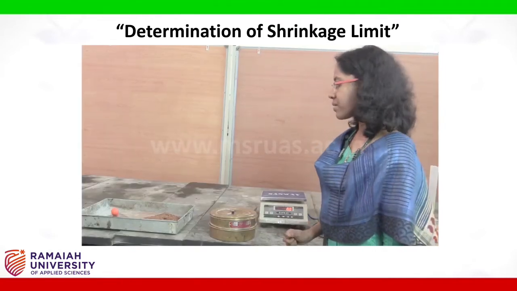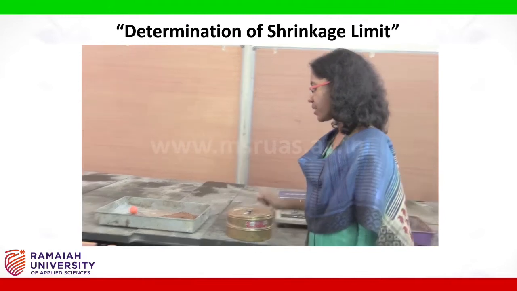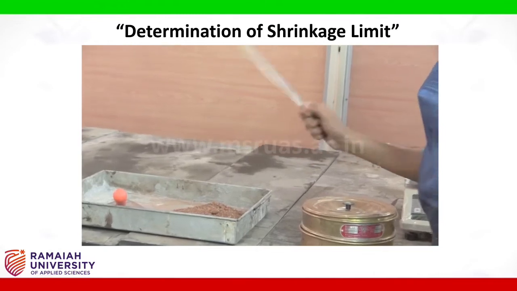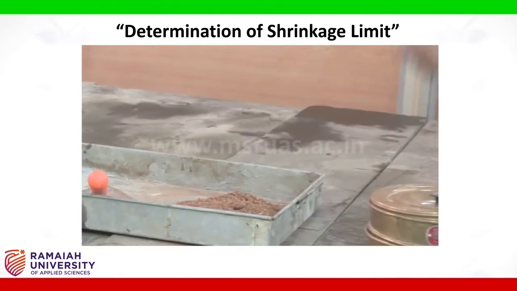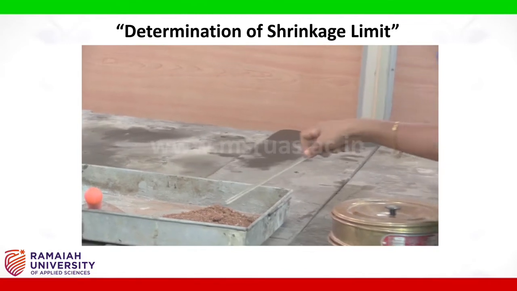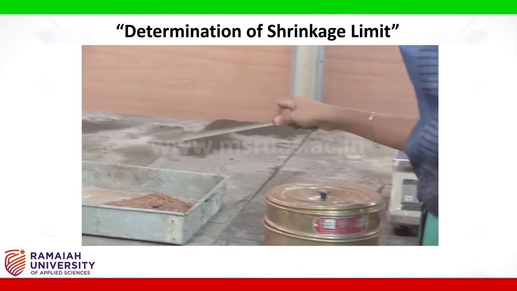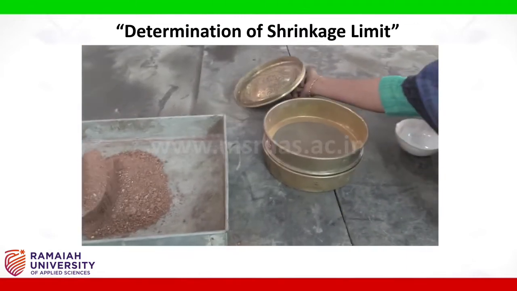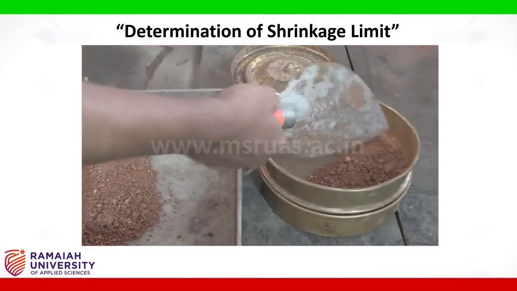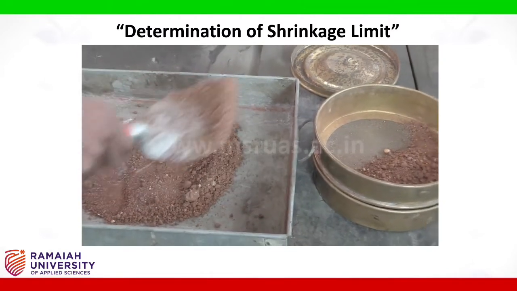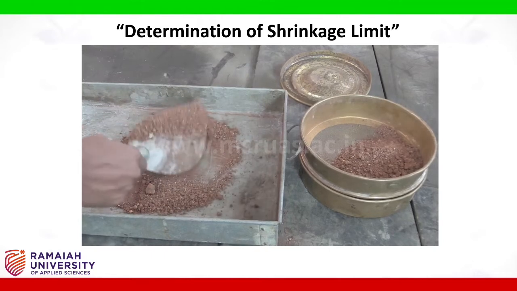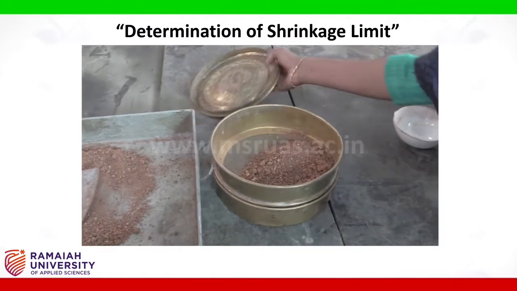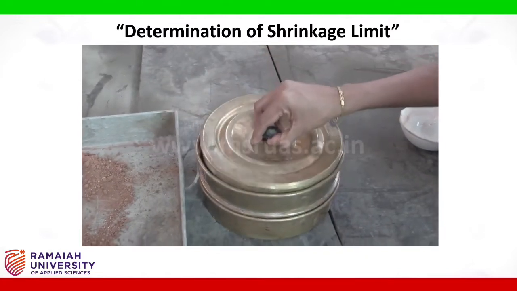Now let us start the experiment. So first we will take the soil sample. This soil sample is the same as that which we have used for liquid limit determination. Similar to that experiment, we will sieve this soil sample through 425 micron sieve. Open the lid of the sieve and pour the soil sample into the sieve. Now close the lid and we will sieve it manually.